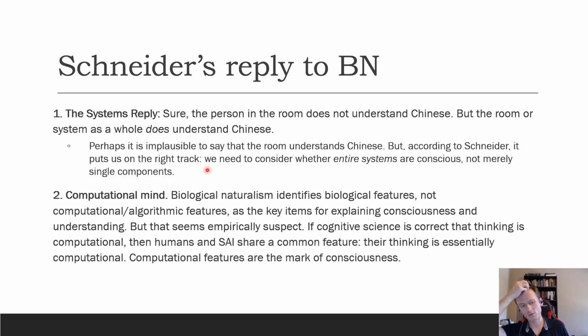Another response Schneider gives is that our theory of computation seems to be a very good empirical story for how thought works. Biological naturalism identifies biological features, not computational algorithmic features, as the key items for explaining consciousness and understanding. But that seems empirically suspect, because if cognitive science is correct that thinking is computational, then humans and superintelligent artificial intelligence share a common feature. Their thinking is essentially computational, and computational features are the mark of consciousness. So if all these systems share thinking and computation together, then why would the computational structures not count as thinkers, and therefore as beings that understand the language?